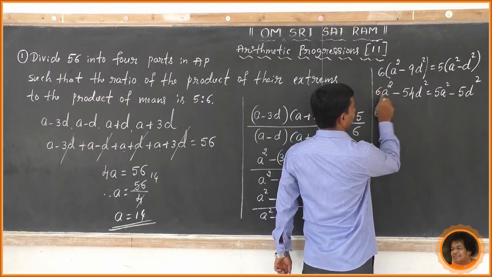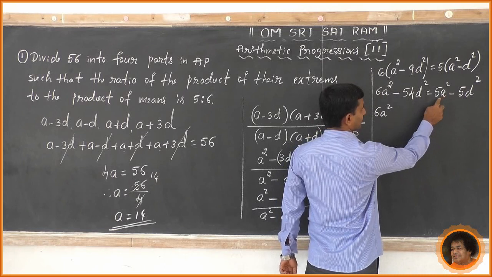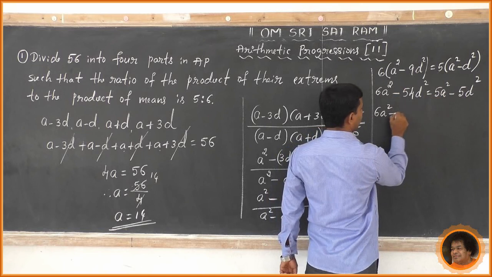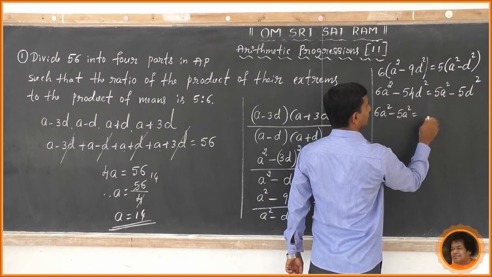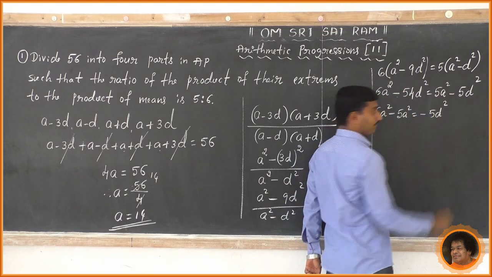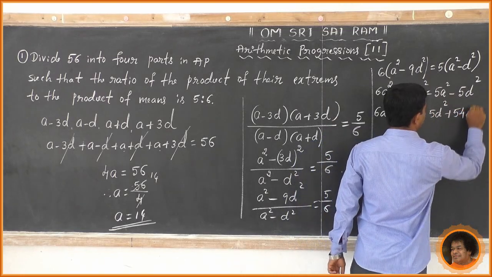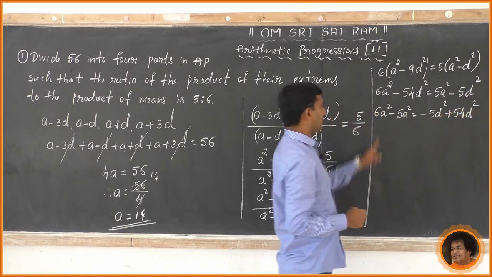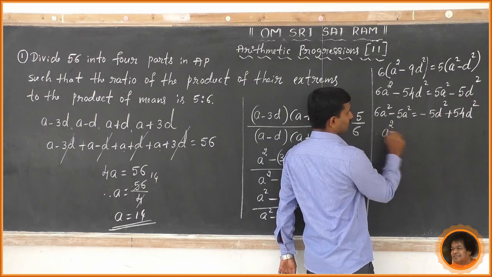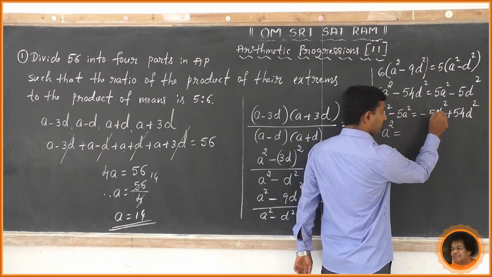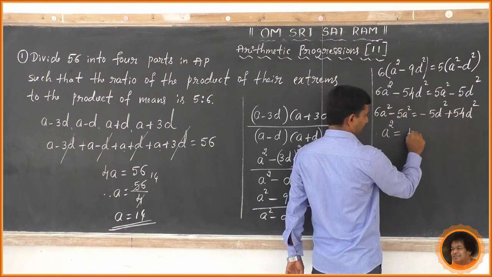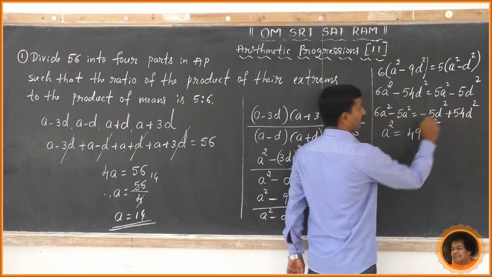The like variables, 6a square and 5a square, transpose to the left hand side. So plus 5a square becomes minus 5a square, equal to minus 5d square, minus 54d square becomes plus 54d square. So here 6a square minus 5a square equal to a square, 1a square equal to minus 5d square plus 54d square, that is 49d square.